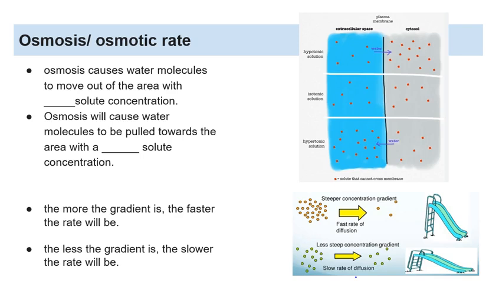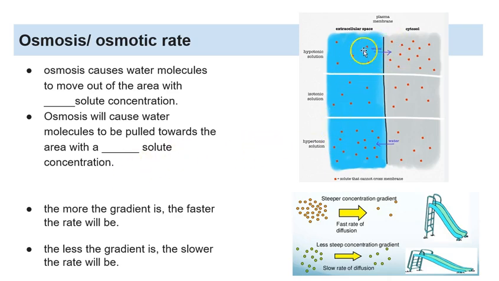Okay, next concept is osmosis and osmotic rate. Osmosis is the movement of water from a higher concentration of water to a lower concentration of water, or the movement of water molecules across a semi-permeable membrane from an area of lower solute concentration to an area of higher solute concentration.